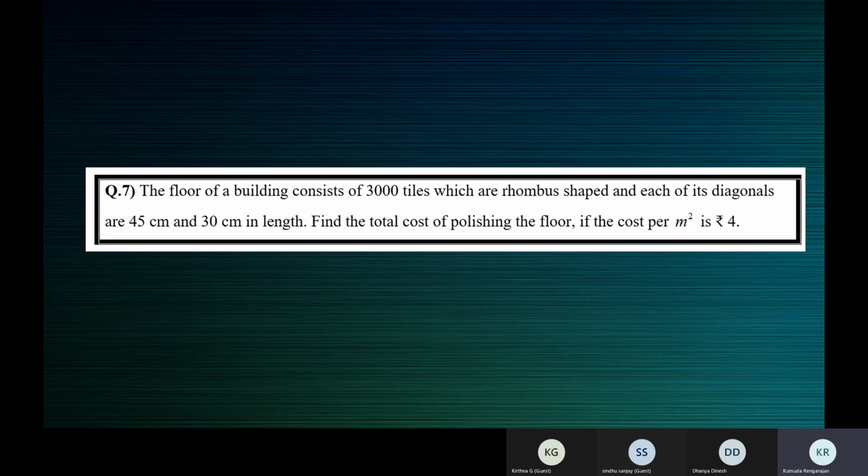Area of rhombus is equal to half d1 d2. So you have the area. That is the area of one tile, one rhombus shaped tile. The area of one rhombus shaped tile is half d1 d2. Multiply that by 3,000. That will give you the area of 3,000 tiles, which is also the floor area of the building, because the floor is made up of 3,000 tiles.